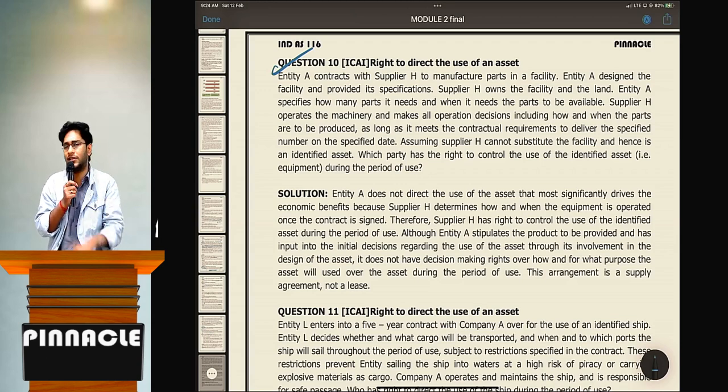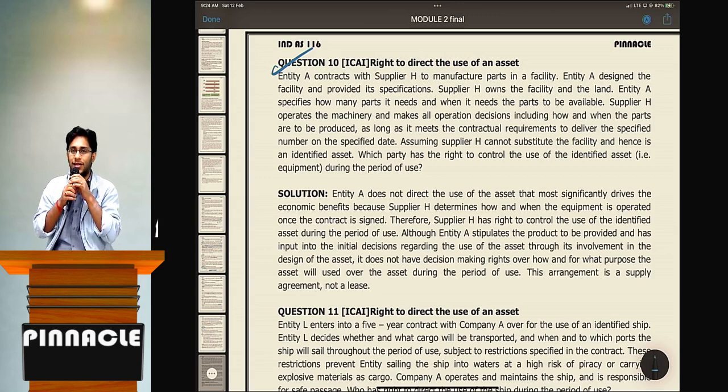Okay, then we went and discussed one more note. What was that note? If how to use the asset and when to use the asset is already predetermined, then we have to see who is operating the asset. If the customer is operating the asset, then there is no problem. The right to direct the usage is there. No, sir, the supplier only is operating the asset. In that case, I have to go and see, did the customer design the asset or not? So the customer designing the asset, that discussion, when did it come, sir? When, how and for what purpose the asset must be used should be predetermined.